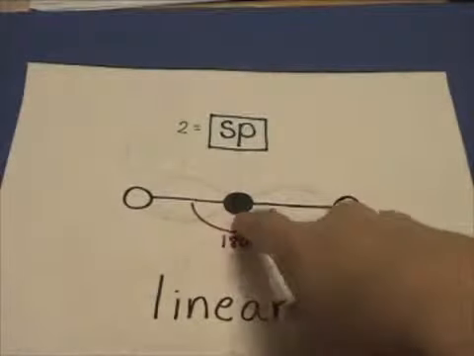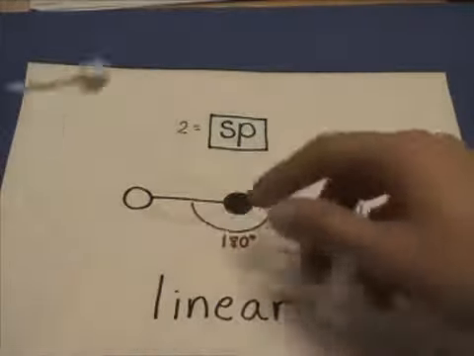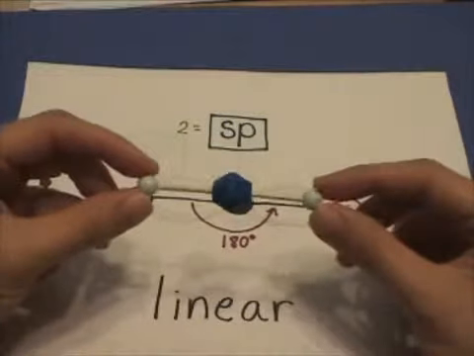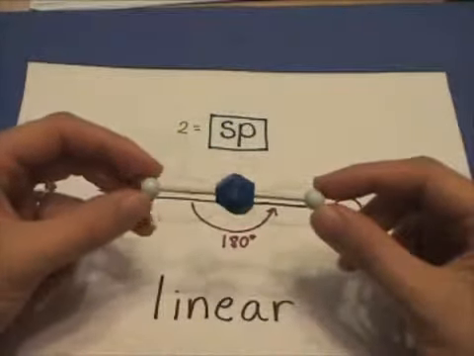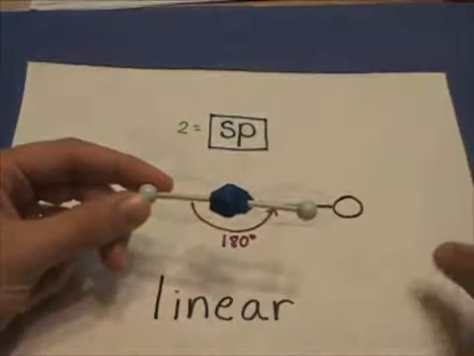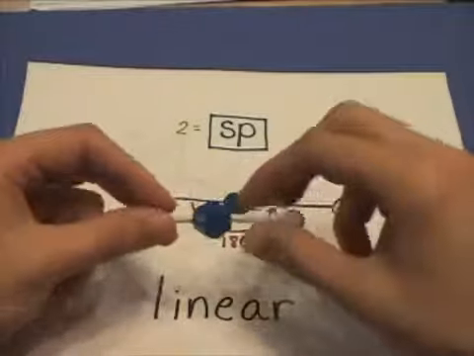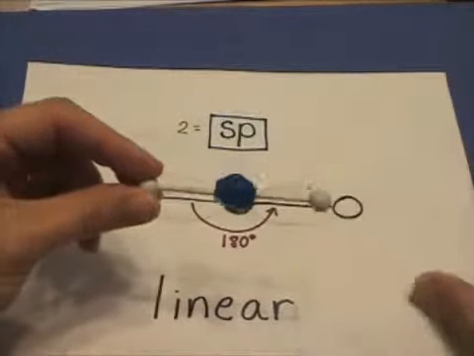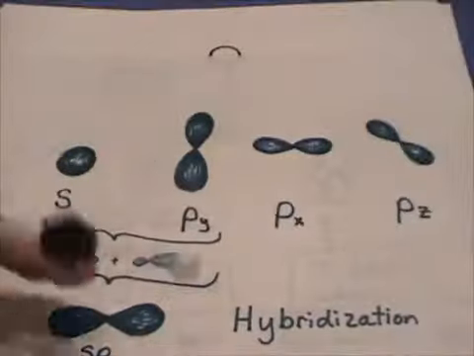If a central atom has 2 sigma bonds and no lone pairs, then the molecular shape is linear with a predicted 180-degree bond angle. And this central atom is said to be sp hybridized. So there are 2 sp hybridized orbitals getting as far away as possible: linear. What do I mean by sp?